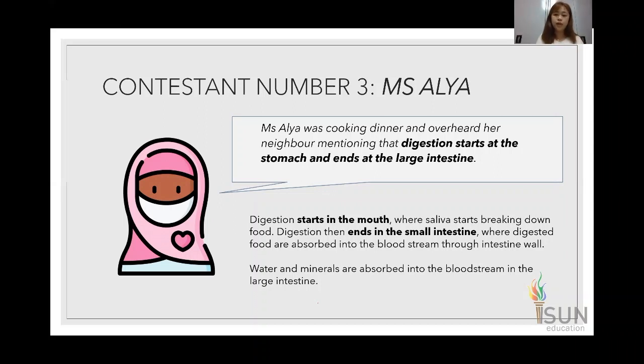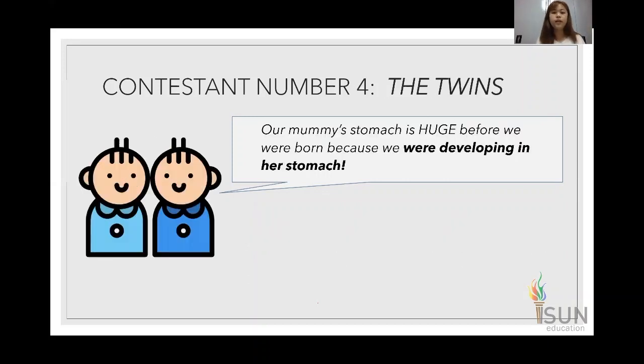Okay, let's move on. Next one, contestant number 4. Contestant number 4 is the twins, the 2 twins here. The twins said that our mommy's stomach is huge before we were born because we were developing in her stomach. That's why mommy's stomach is very huge.